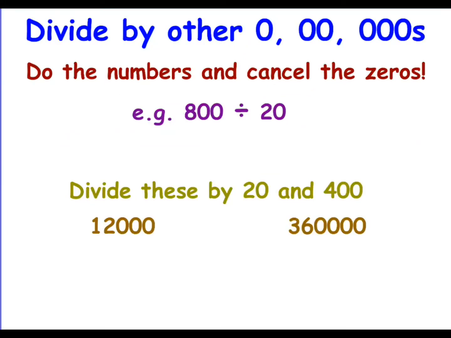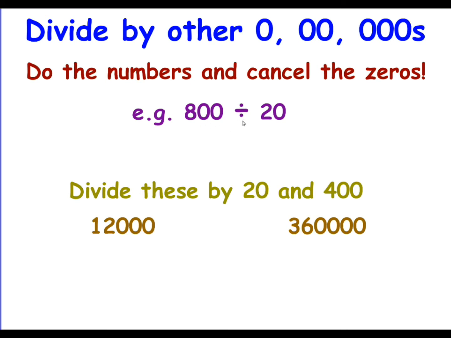Let's look at dividing other numbers by tens, hundreds and thousands. So just like when we multiplied numbers by tens, hundreds and thousands, we do the numbers first, but this time we cancel the zeros out. Let me show you with this example.